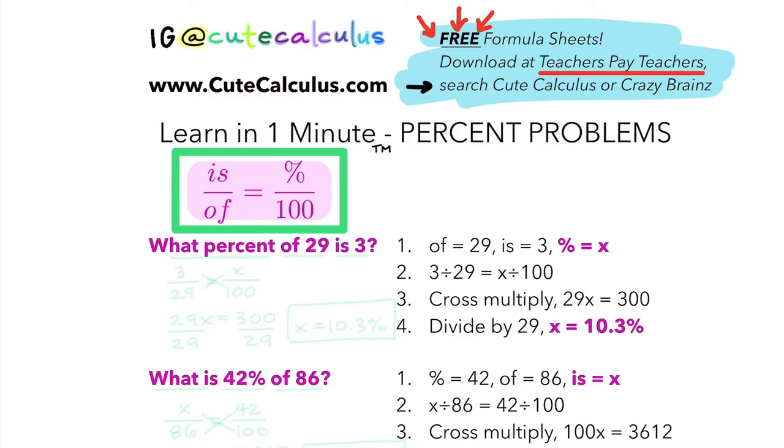So in the first example, we have what percent, so that's our x, of 29 is 3. So our is number is 3, of number is 29, our percent is x, that's what it's asking us to find, and it's always over 100. So now we cross multiply, we'll get 29x equals 300, and to solve for x, we divide by 29, so x equals 10.3%. So 3 is 10.3% of 29.